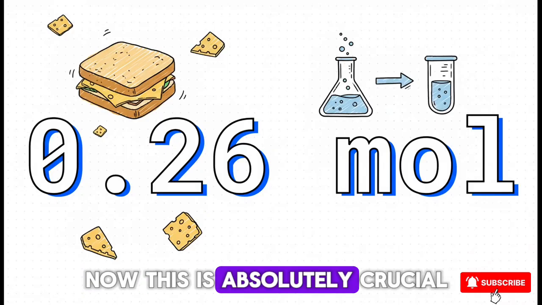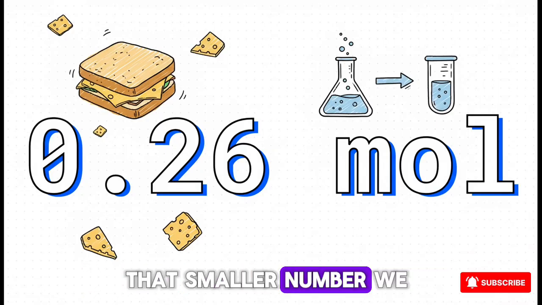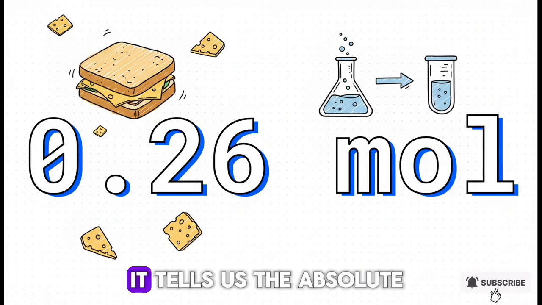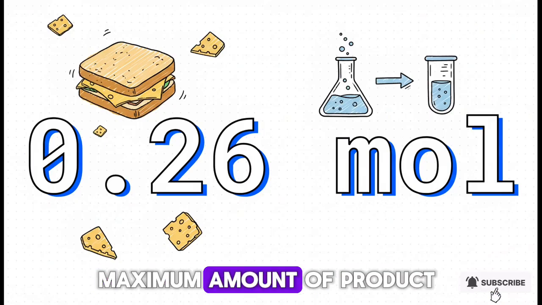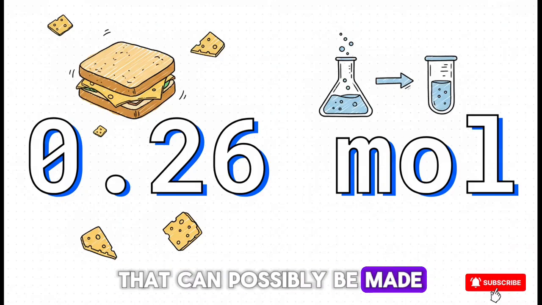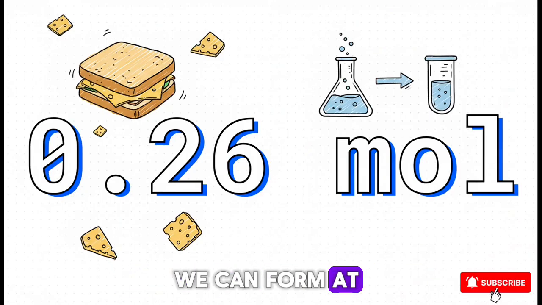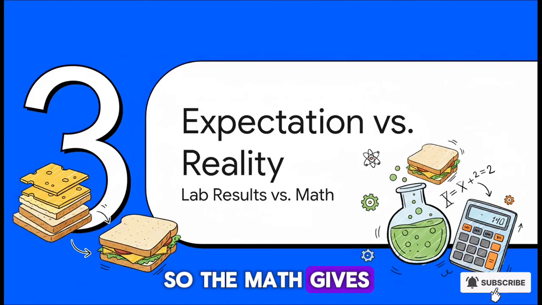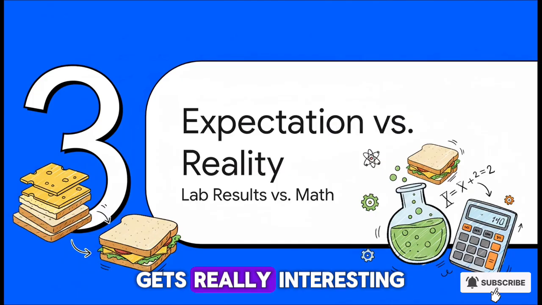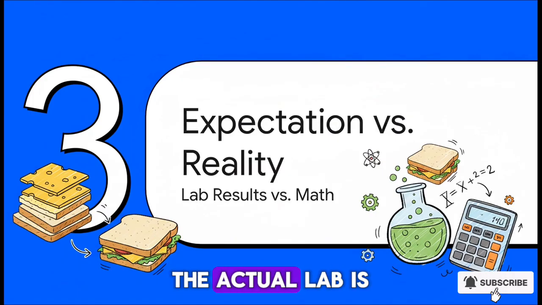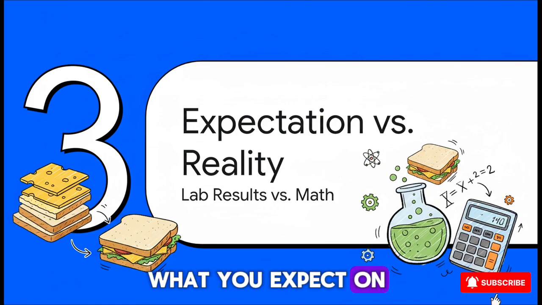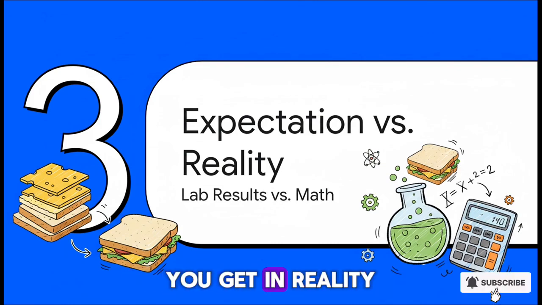Now this is absolutely crucial. That smaller number we just calculated, the 0.26, that's not just a random number. It tells us the absolute maximum amount of product that can possibly be made. So in this reaction, we can form at most 0.26 moles of hydrogen gas. So the math gives us a nice, clean, perfect number. But here's where chemistry gets really interesting because the real world, the actual lab, is often a little bit messy. What you expect on paper isn't always what you get in reality.